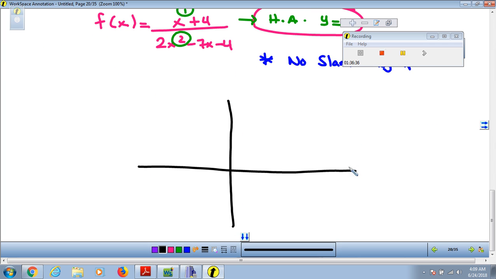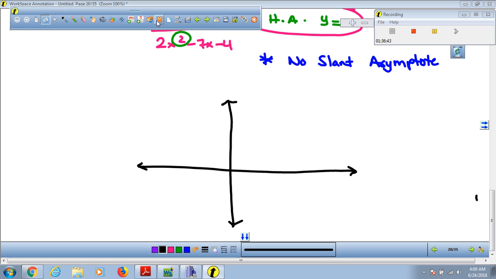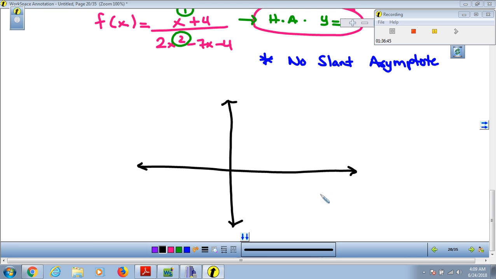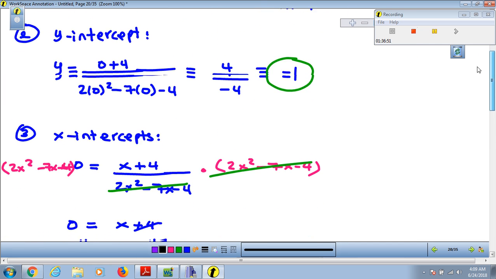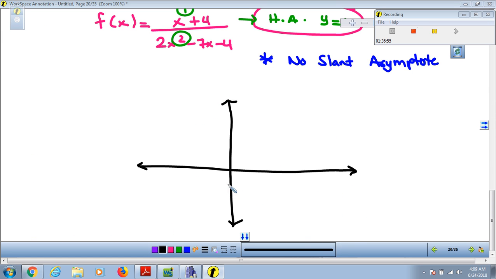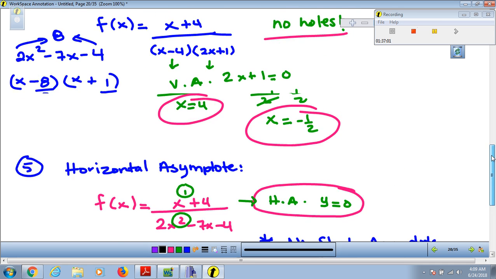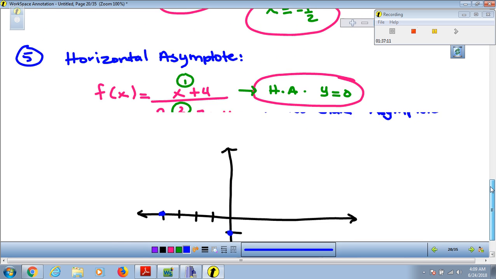I'm going to do my best to draw the graph here, even without a grid. Let me see, what things do I plot? There's no symmetry. The y-intercept is -1. The x-intercept is just -4. Is it -4 or 4? -4. 1, 2, 3, 4. So here is the x-intercept. Here is the y-intercept. What else do we put?